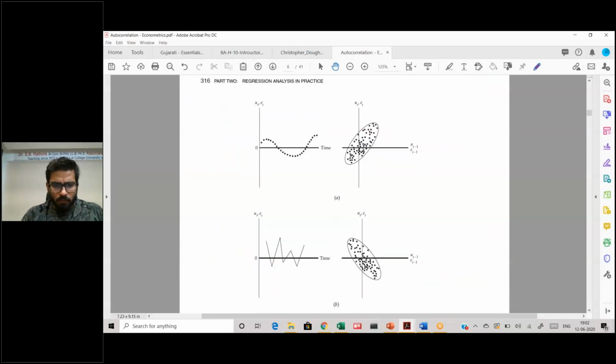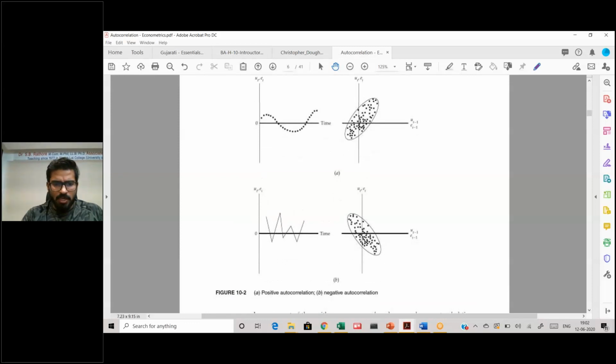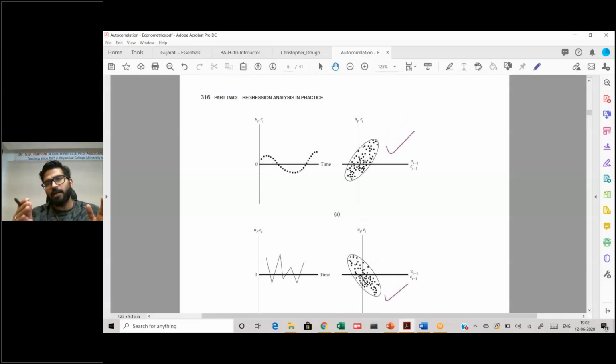Now, if you see the examples of positive and negative autocorrelation, this is an example of positive autocorrelation, this is an example of negative autocorrelation. Another way of analyzing autocorrelation is to analyze the error terms either with respect to time, or you can plot them with respect to the previous period error terms.